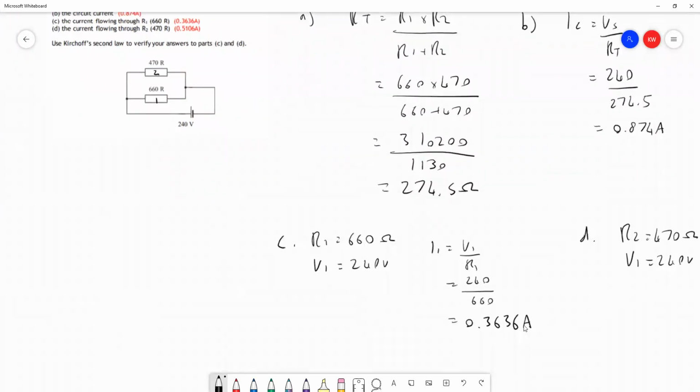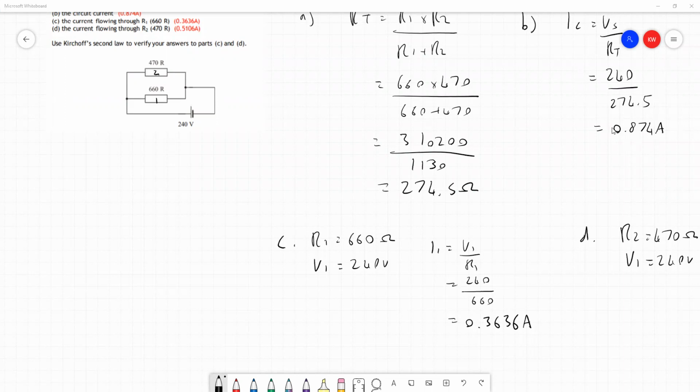Then it wants us to use Kirchhoff's second law. I think sometimes the course notes gets Kirchhoff's laws mixed up a little bit, or maybe I do, because I thought Kirchhoff's first law was about, yes, I am correct. I just double checked that. Kirchhoff's second law is the one about voltages in series circuits. Kirchhoff's first law is the one that says the circuit current splits up between branches. I suppose it doesn't matter.